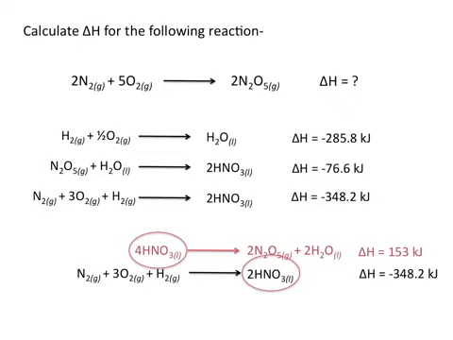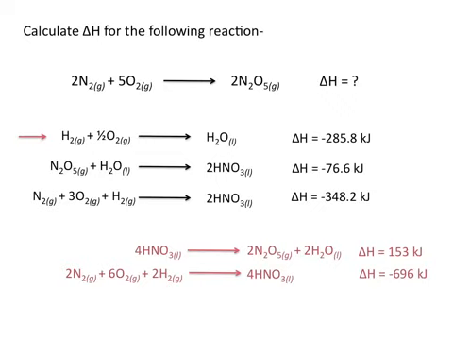So we already knew that we needed to multiply this equation by 2 to give us 2 moles of N2. But you can also look at it that we need to multiply this equation by 2 to give us 4 moles of HNO3, which will eventually cancel out with the 4 moles of HNO3 on the reactant side in our first equation that we modified. And when we multiply the equation by 2, we also need to multiply the delta H value by 2.